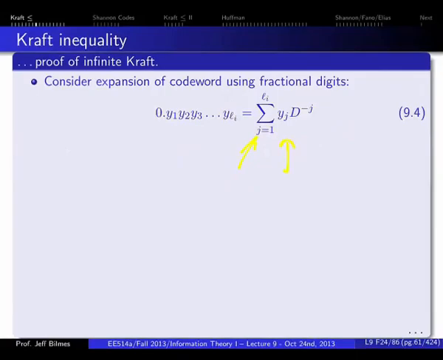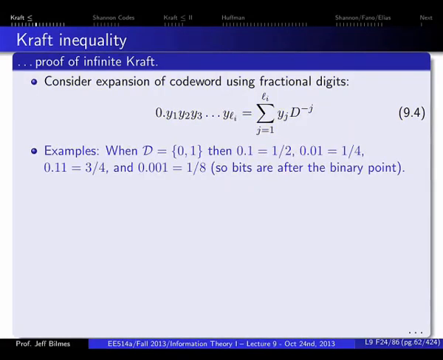Just to give you an example, let's say d is the binary alphabet. 0.1 is 1/2, 0.01 is 1/4, 0.11 is 3/4, 0.001 is 1/8. So that's not the decimal point, it's the binary point. Binary fractional numbers, but is there anything special about d equal to 2? No, this could be for any d. It could be for 10, it could be for 16, it could be for 433. Doesn't matter. In all cases, this is the expression of what that number means.